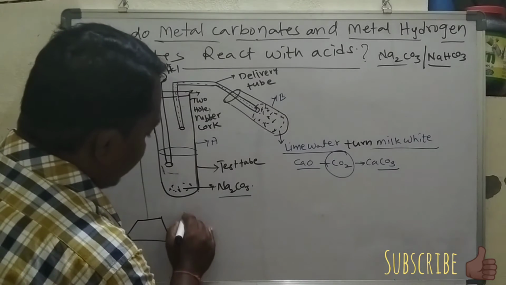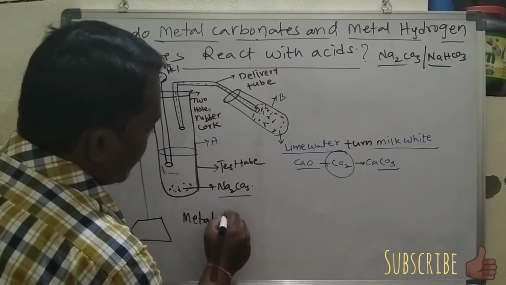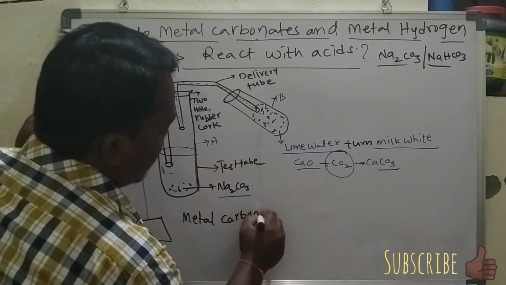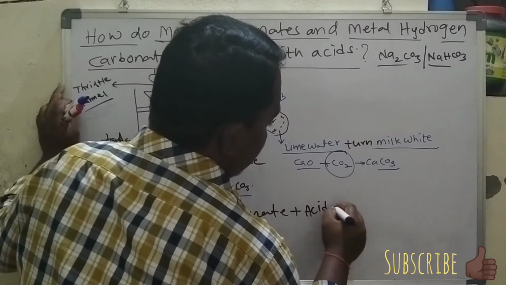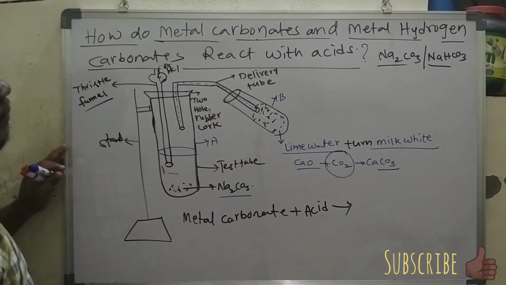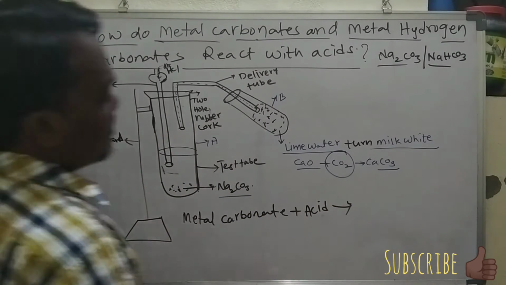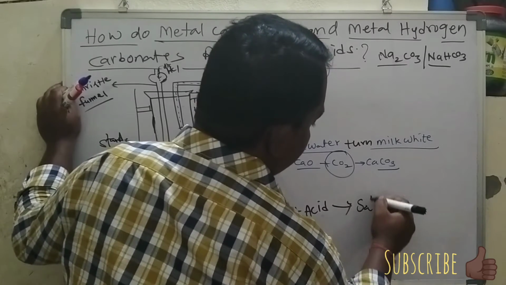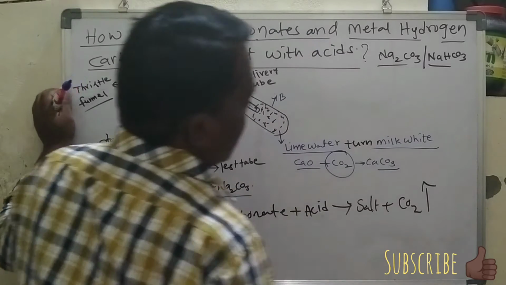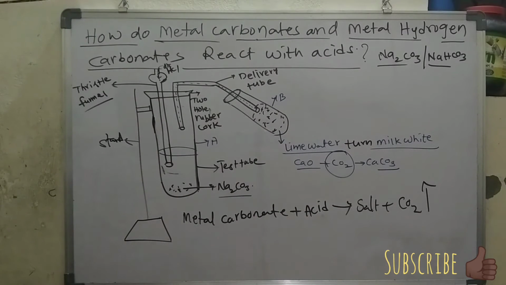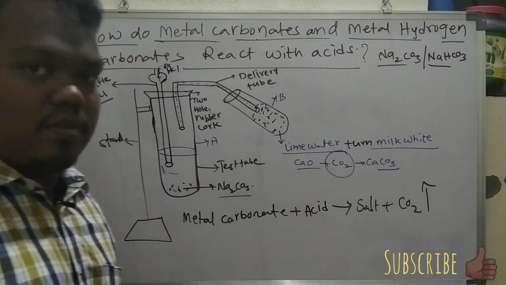So when a metal carbonate reacts with an acid, what we get is a salt along with carbon dioxide gas. Carbon dioxide gas.